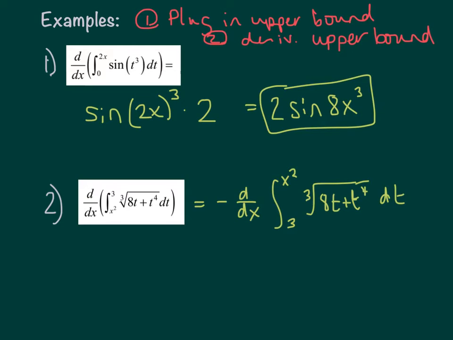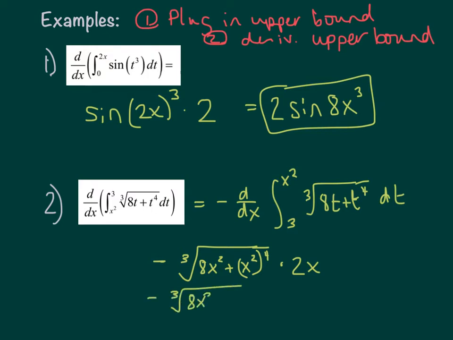So our answer is going to be negative. Remember, two steps. Plug in the upper bound. So it's the cube root of 8x squared plus x squared to the 4th, all under the radical, and then times the derivative of that upper bound, 2x. All right, so I can do a little bit of cleaning up here. I can say negative the cube root of 8x squared.